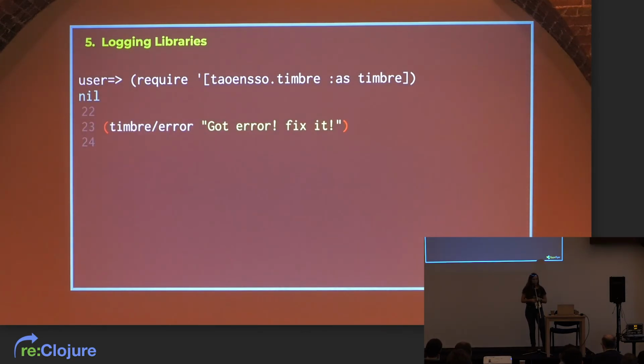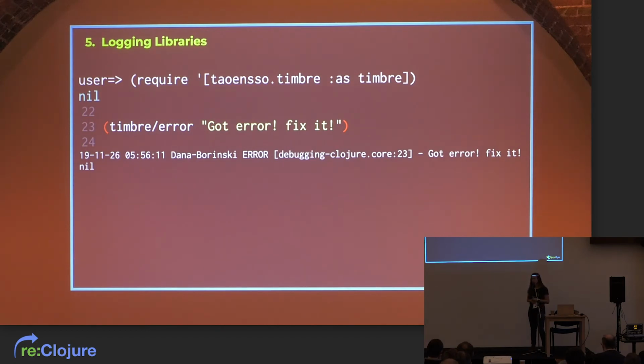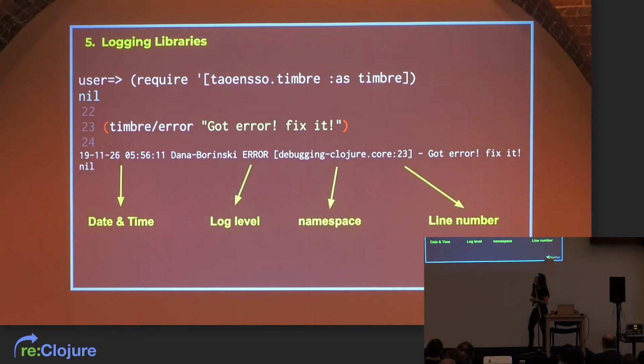A simple example is printing an error message, an error log. Here it's just a message, but it can also get some arguments and values and print them to the REPL. And by printing it, I can now see the date and time which it was printed, the log level, the namespace, and of course the line number with the message itself.